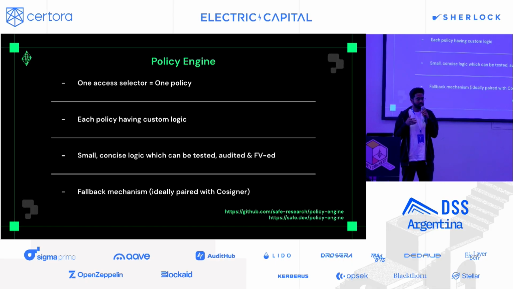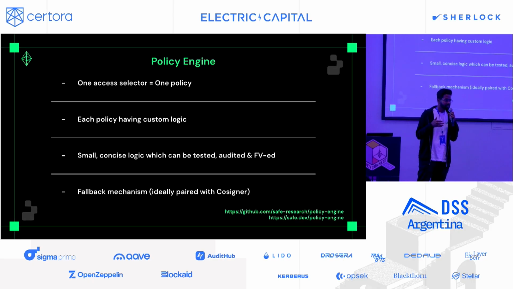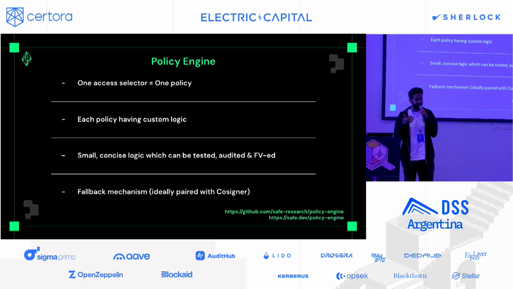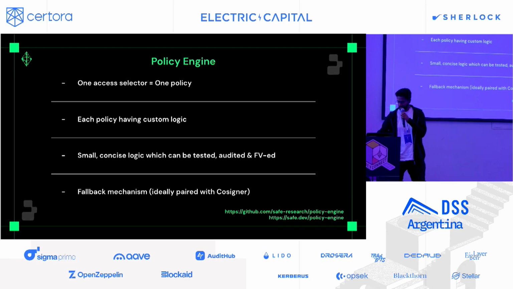Each of these policies is very small and concise, which makes it easier to test, audit, and formally verify for your entire setup. There is also a fallback mechanism built in, which, ideally paired with a cosigner, gives you an extra layer of security.